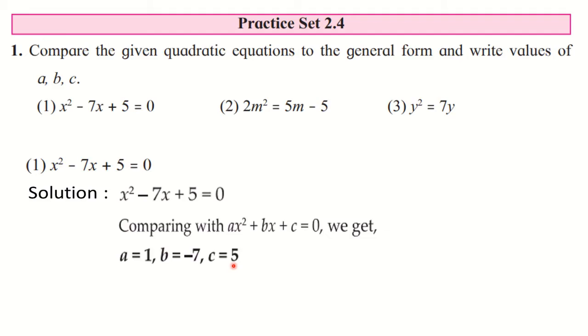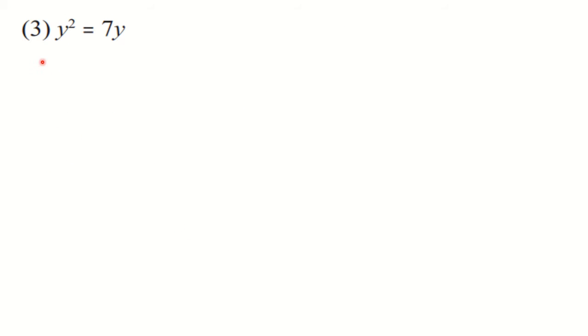Let us go further. I am discussing question number 3 now. y square is equal to 7y. Generally, a quadratic equation has 3 terms. Its degree is 2, so it has 2 plus 1, 3 terms. But here you can find that only 2 terms are there. Also, the equation is not in the standard form. So, we need to write it in the standard form along with the missing term.